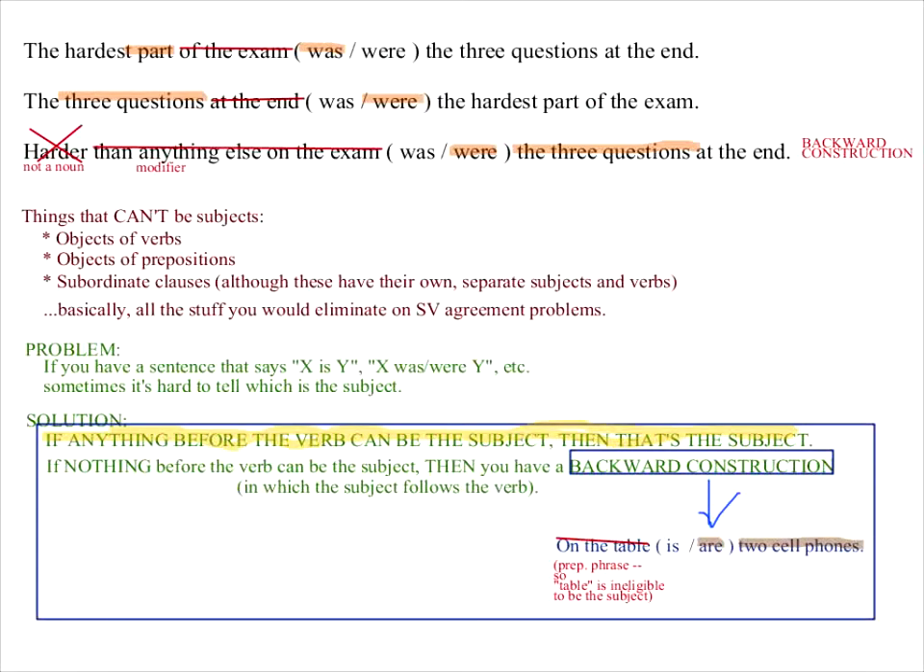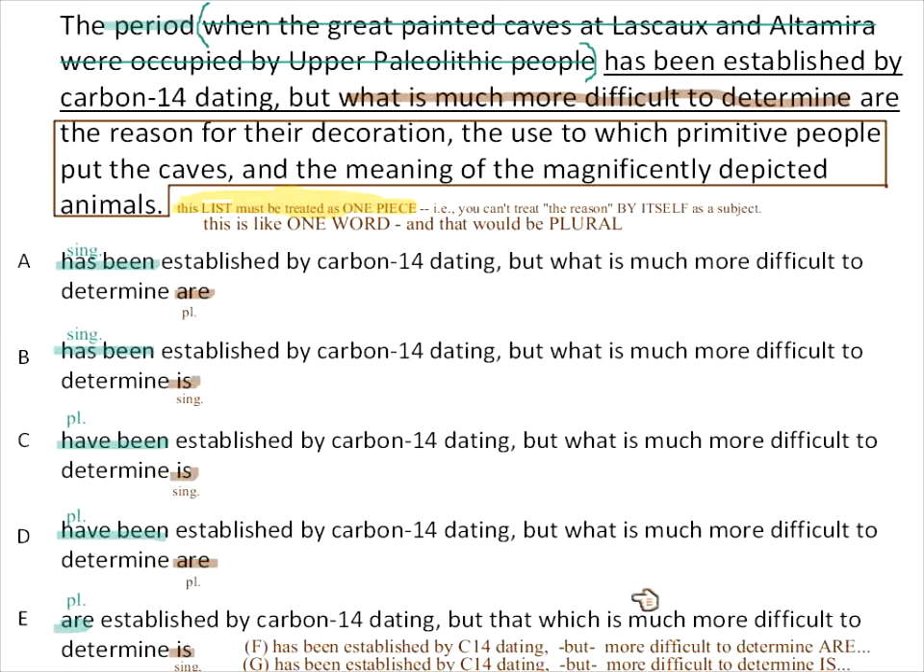Because this is kind of like on the table are two cell phones. Okay, on the table is not, there's nothing in here that can be a subject. And there's definitely nothing in here that can be a subject because there are no nouns. I mean, this more difficult to determine doesn't even contain any nouns. So this is forced to be a backward construction. And as we just got done saying, this is a list, so it is forced to be plural. Like, it is impossible to treat this as singular.